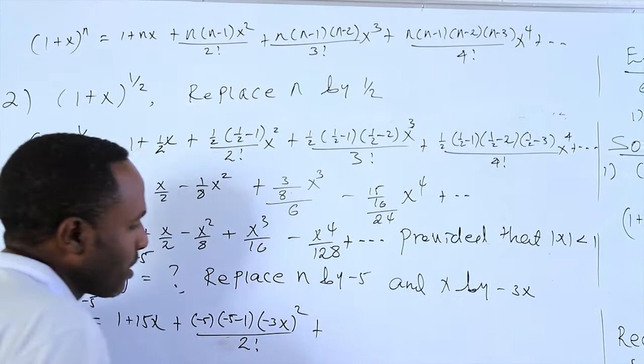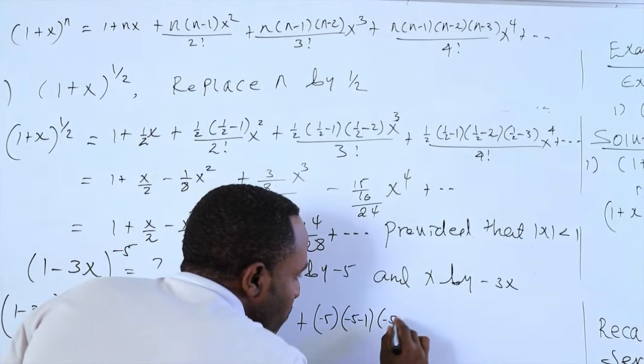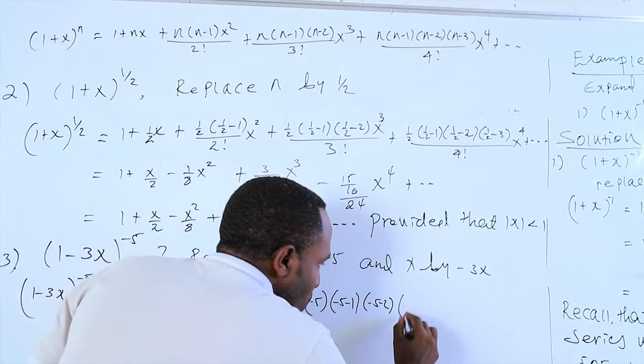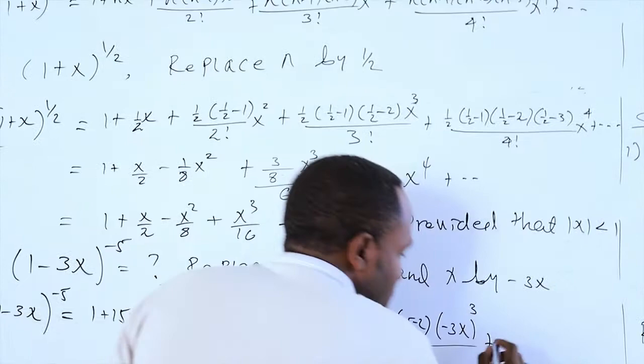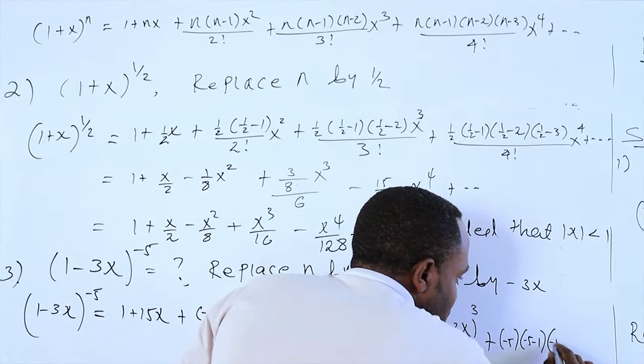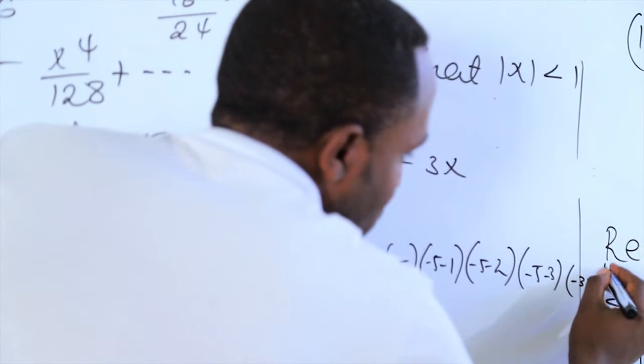plus the next part is n times n minus 1 times n minus 2, because n is minus 5, so minus 5 times minus 5 minus 1 times minus 5 minus 2 times x to the power of 3, but x means minus 3x, so minus 3x to the power of 3 over 3 factorial, plus. So here for this part, minus 5 times minus 5 minus 1 times minus 5 minus 2 times minus 5 minus 3 times x to the power of 4, but x is minus 3x, so minus 3x to the power of 4, plus, continuing in such a way, over 4 factorial.